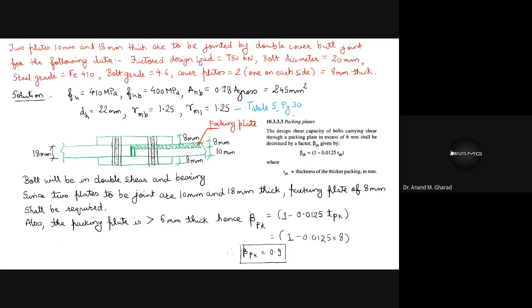Yes, so what we do, since we are dealing with limit state design method, our first and foremost thing is to identify the factored load if it is not given. There are two terms: the working load and the factored load. In case of factored load, we multiply the load by the factor of safety, which is defined by the IS code.